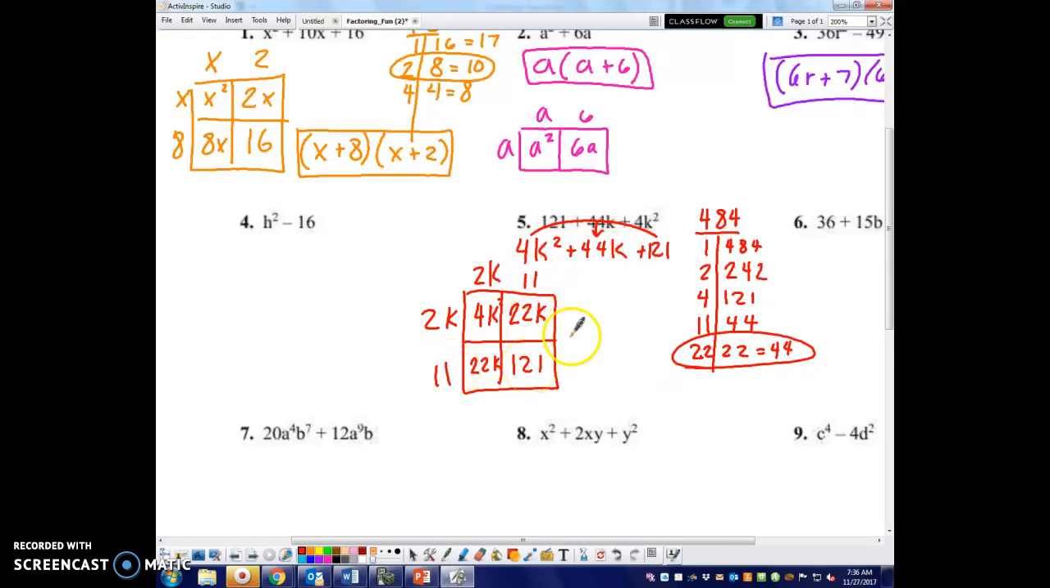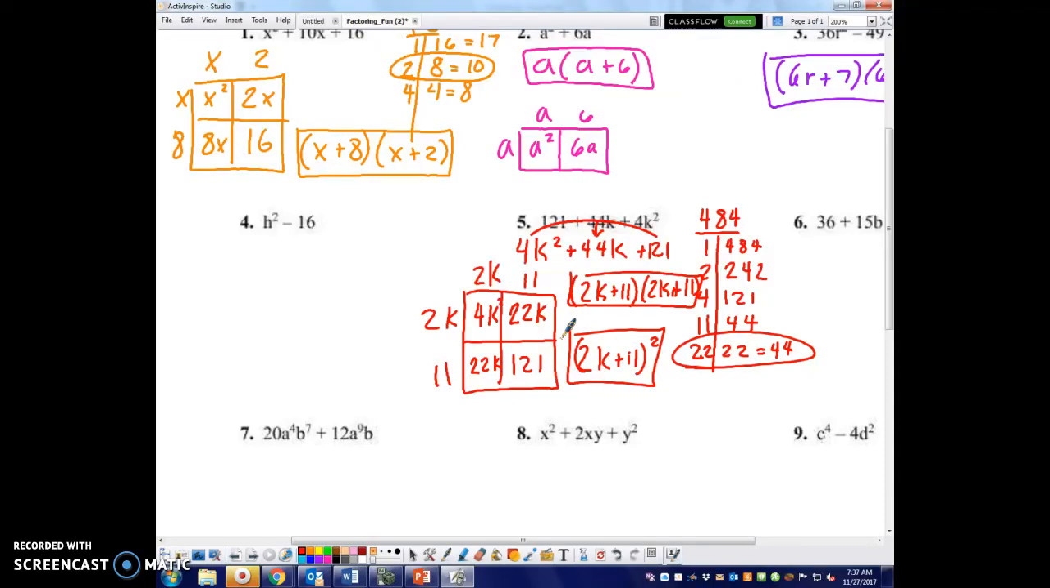So what are our factors? 2k plus 11 and 2k plus 11. Okay, I will also accept 2k plus 11 squared, because it's the same thing, right? Okay, so either one of those would work.